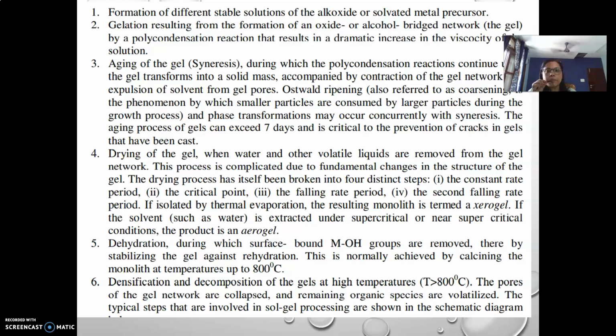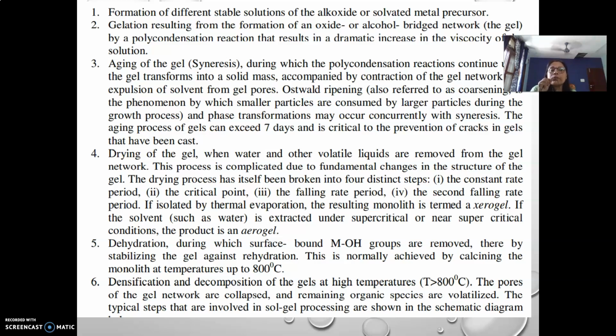the solvated metal atoms or ions present there will come closer to one another, and that will lead to the formation of oxo-bridged metal-metal bonds. And when the solvent decreases, the medium will get denser and denser, and that will ultimately result in the increase in the viscosity of the medium.